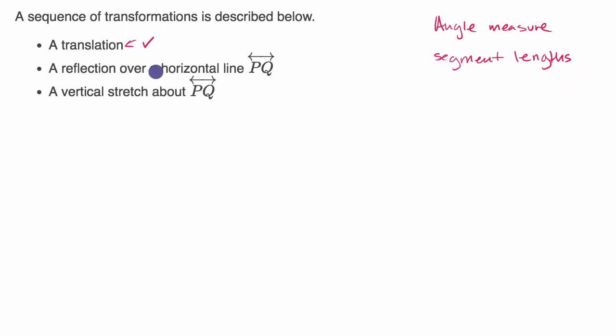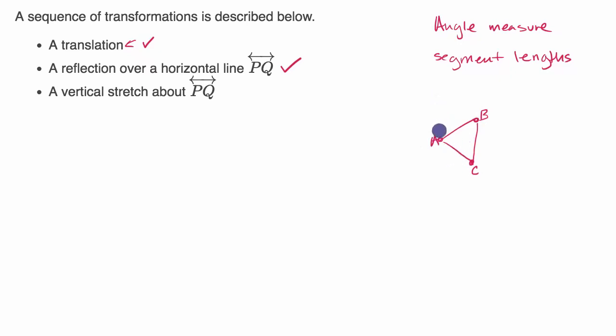A reflection over a horizontal line, PQ. Well, a reflection is also a rigid transformation, and so we will continue to preserve angle measure and segment lengths. Then they say a vertical stretch about PQ. Well, let's just think about what a vertical stretch does. So if I have some triangle that looks like this, say triangle A, B, C, and if you were to do a vertical stretch, what's going to happen?